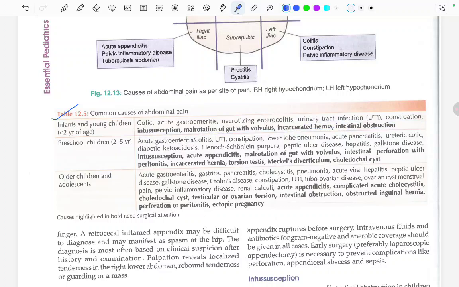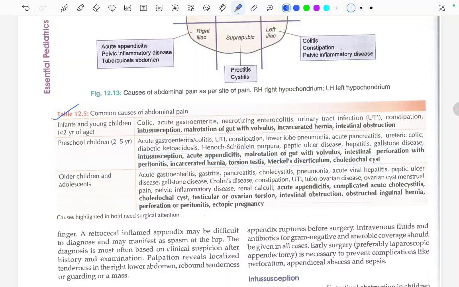In preschool children in the age group of 2 to 5 years, acute gastroenteritis or colitis, UTI, constipation, and even lower lobe pneumonia can present with abdominal pain, along with acute pancreatitis, ureteric colic, diabetic ketoacidosis, Henoch-Schonlein purpura, peptic ulcer disease, hepatitis, gallstone disease, intussusception, acute appendicitis, malrotation of the gut with volvulus, intestinal perforation with peritonitis, incarcerated hernia, torsion testis, Meckel's diverticulum, and choledochal cyst.